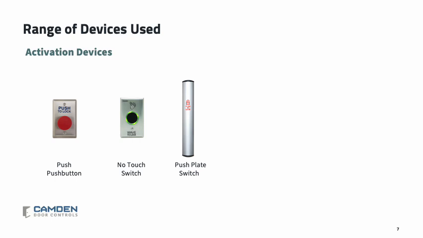Next, we have push-plate switches that are commonly used when there is an automatic door operator. These push-to-lock switches match the push-to-open push plate switches used to activate the door operator and are available in a range of sizes from 2 by 4 inches all the way up to 36-inch tall models.